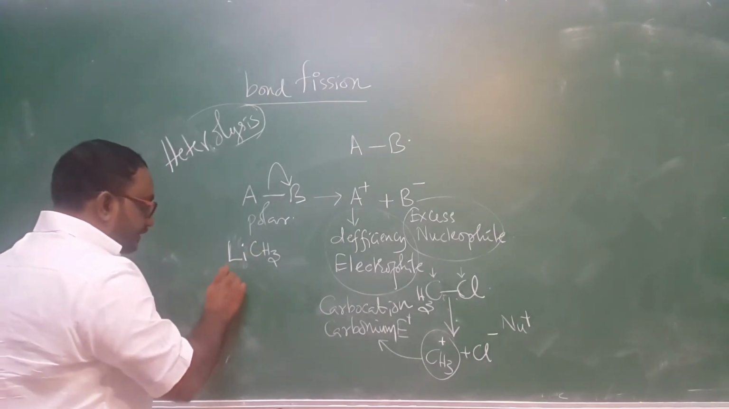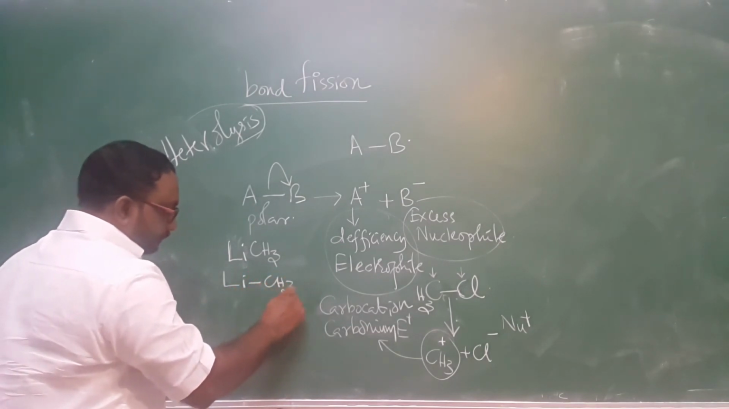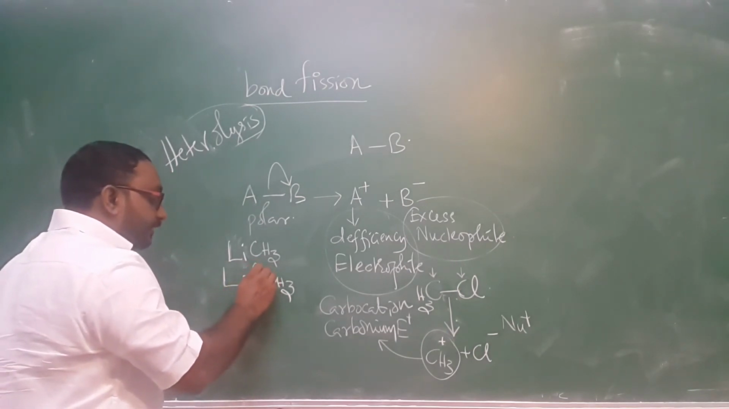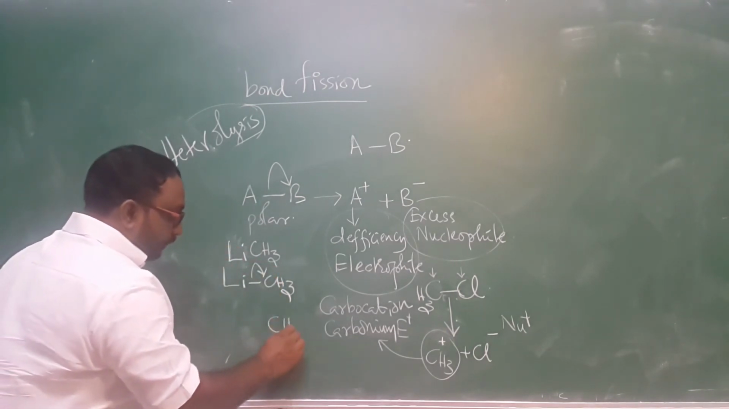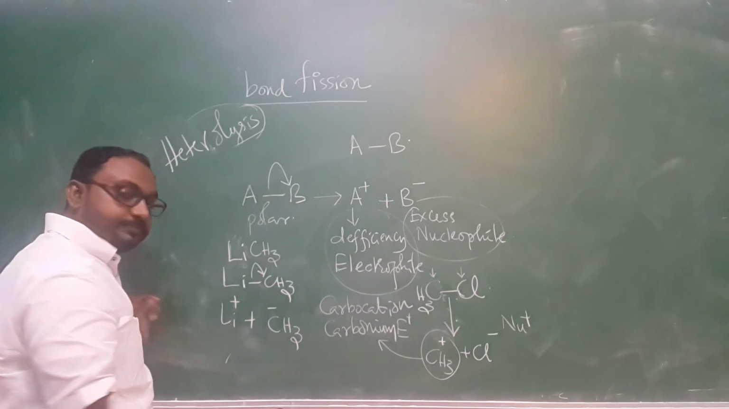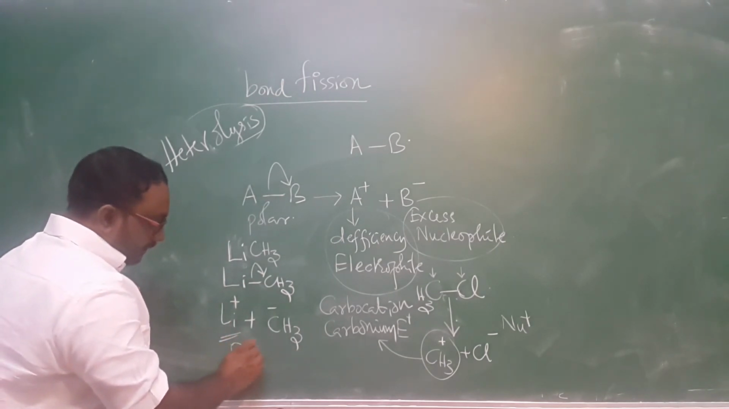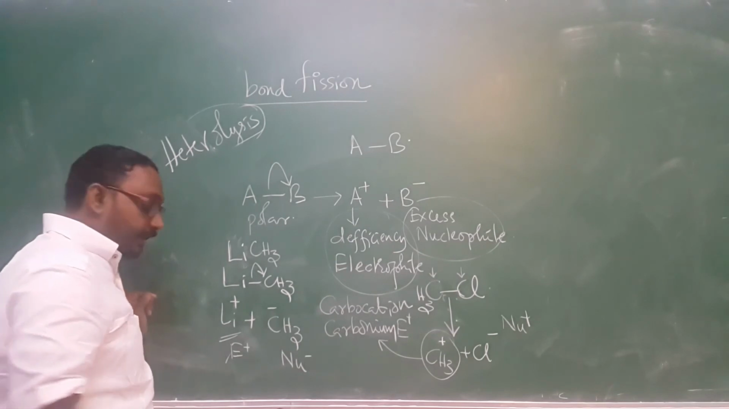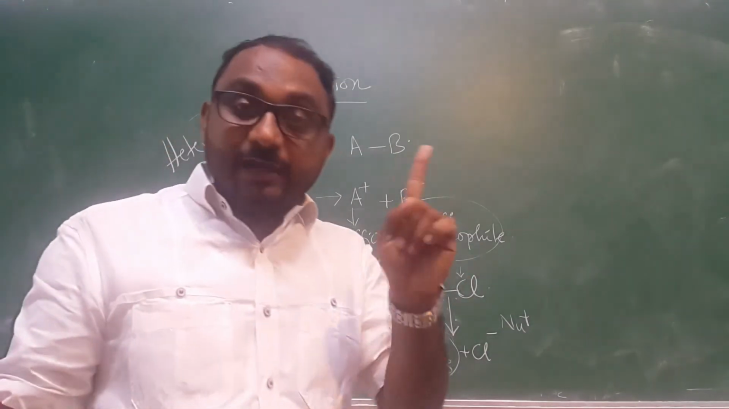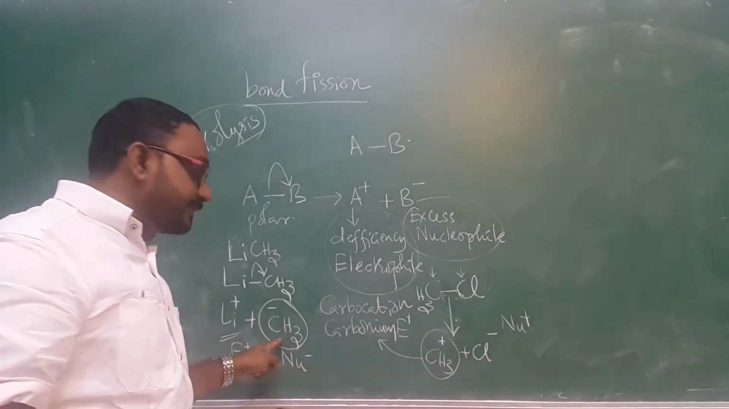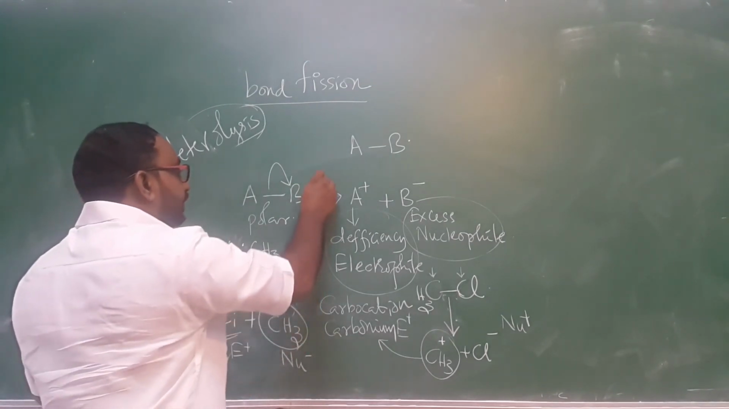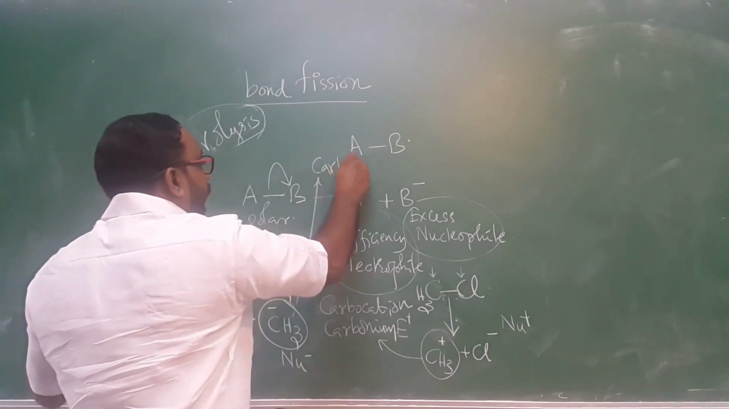So here what happens? Because this lithium has more electropositivity, the fission happens like this. There will be the formation of CH3 minus plus lithium plus. Here the lithium is the electrophile and the CH3 minus is the nucleophile. And the CH3 minus is a nucleophile having a carbon atom. When there is a nucleophile having a carbon atom, it has a special name. That special name is carbanion.